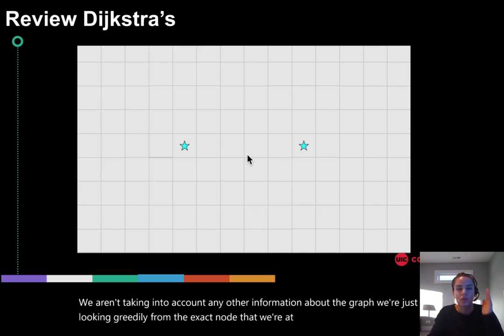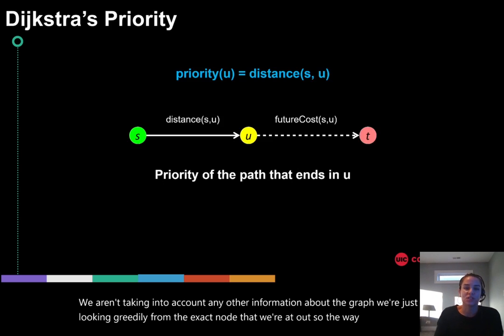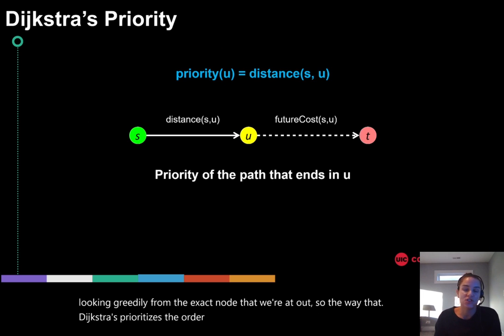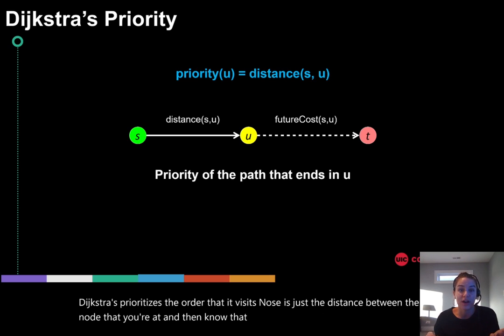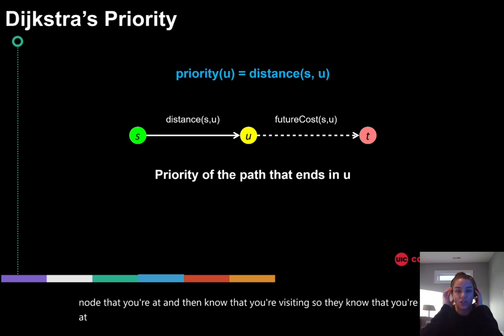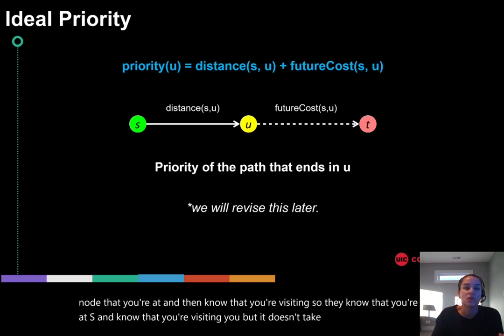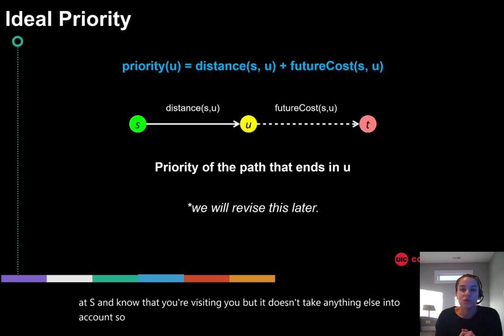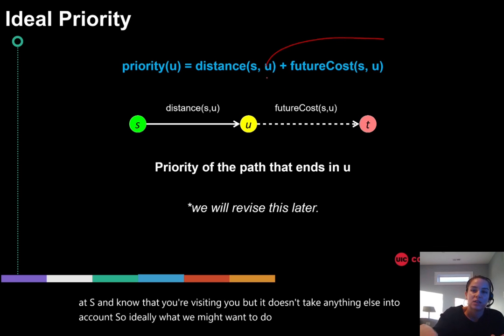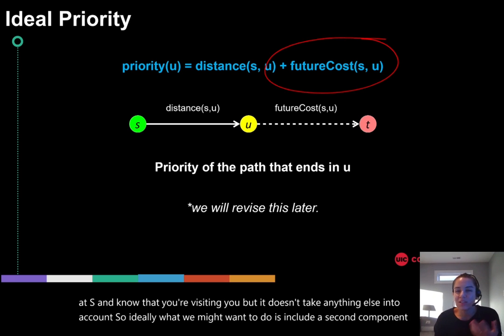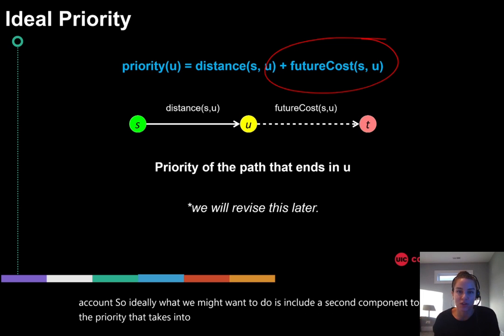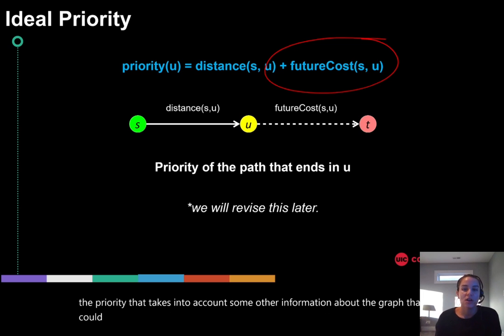So the way that Dijkstra's prioritizes the order that it visits nodes is just the distance between the node that you're at, S, and the node that you're visiting, U. But it doesn't take anything else into account. So ideally what we might want to do is include a second component to the priority that takes into account some other information about the graph that could make a smarter decision.